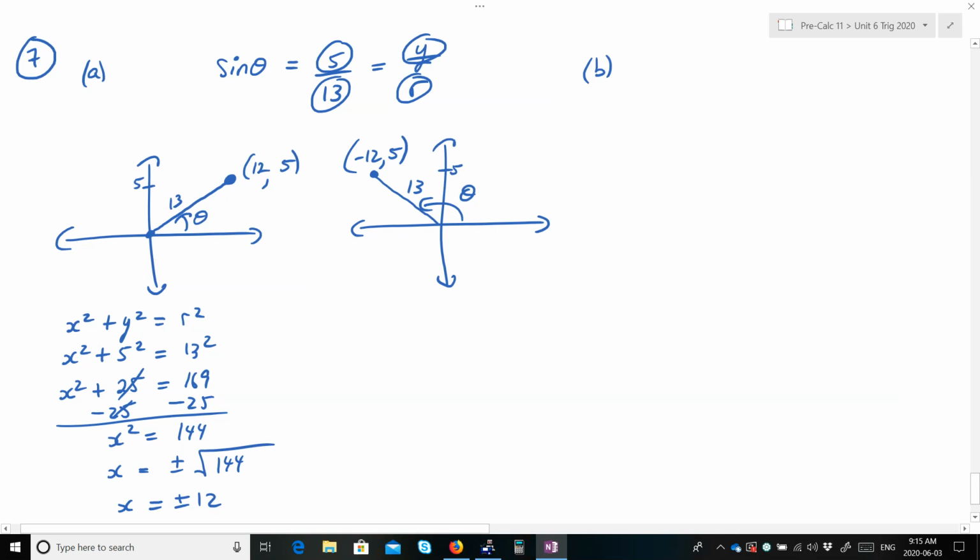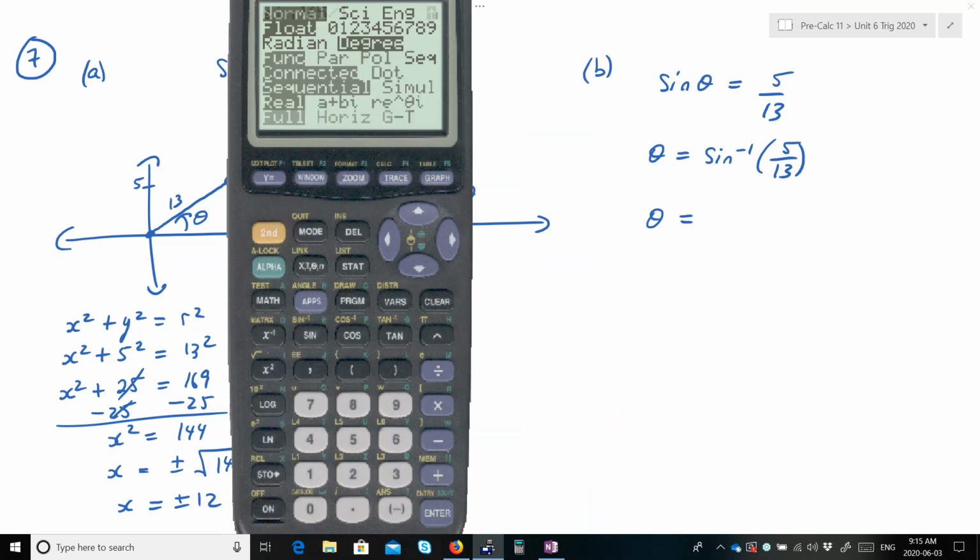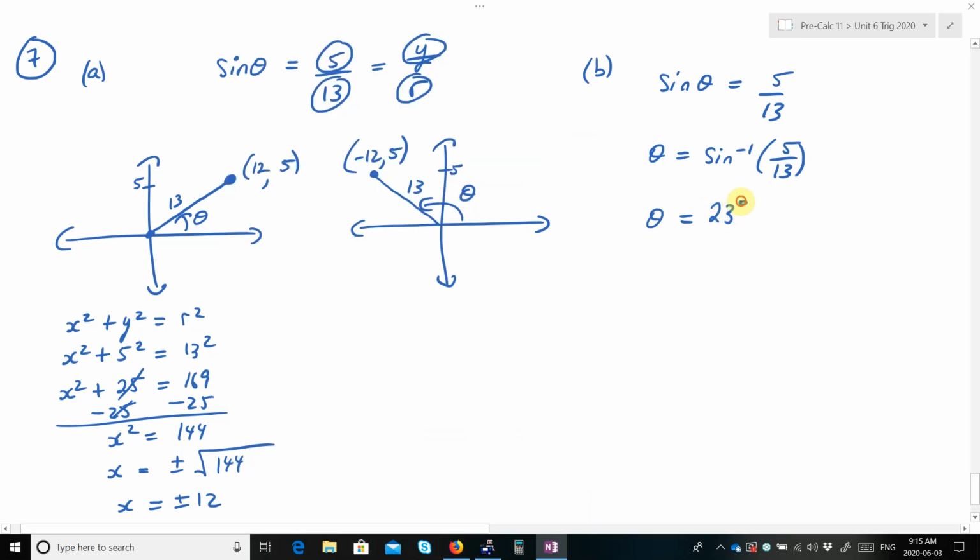Okay, so those are the two possible angles. Part B says determine the possible value of theta to the nearest degree if theta is between 0 and 360. So if sine theta is equal to 5 over 13, then theta is sine inverse of 5 over 13. And when they're both positive, or when your ratio is positive, this is going to give us the reference angle, or essentially the angle in the first quadrant, which is 23 degrees. I did mine in degrees. See how my calculator is in degrees? So 23 degrees, that's what this one is equal to.